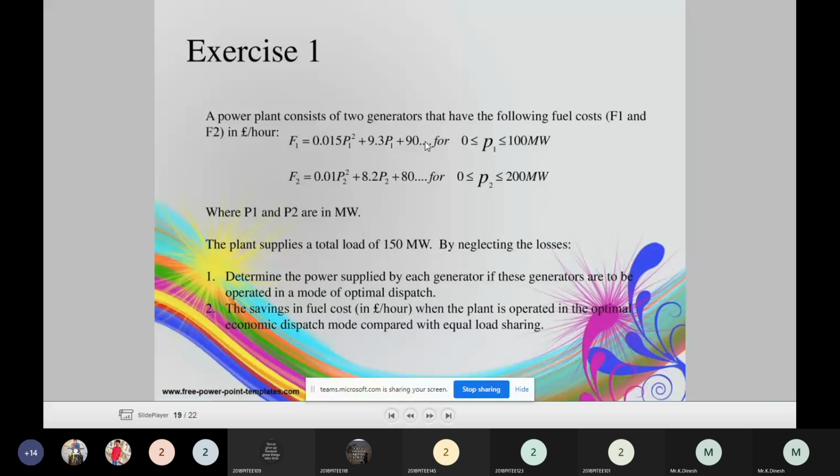For example, we are not solving it here, but we have a pattern like this. Our power plant consists of two generators having the following fuel costs F1 and F2 in shillings per hour.